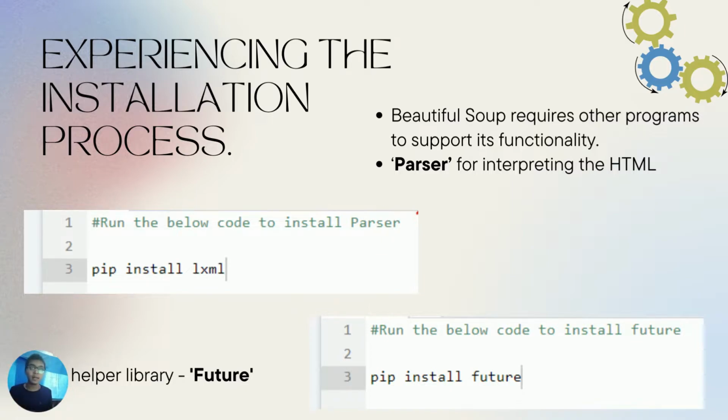Next is a helper library which name is Future. You can install it by running the code pip install future. Here also it is case sensitive. By this slide, we have experienced ourselves how to install Beautiful Soup and how it is not a one-man program but essentially a group of programs which deliver what you need. Next, we are going to understand the working process of Beautiful Soup.